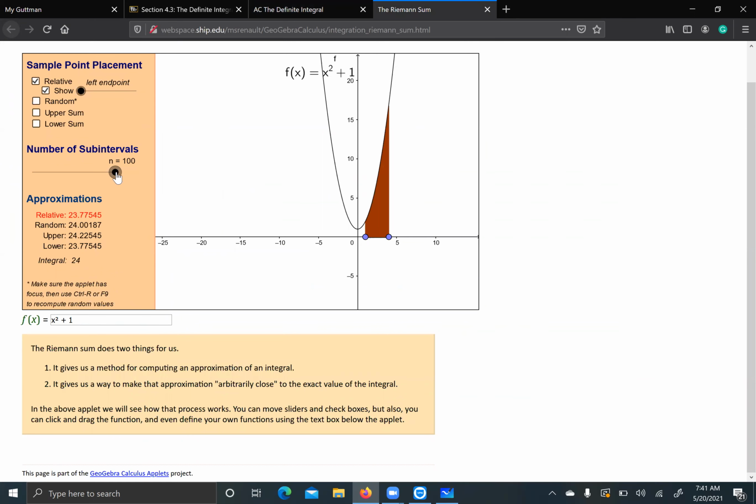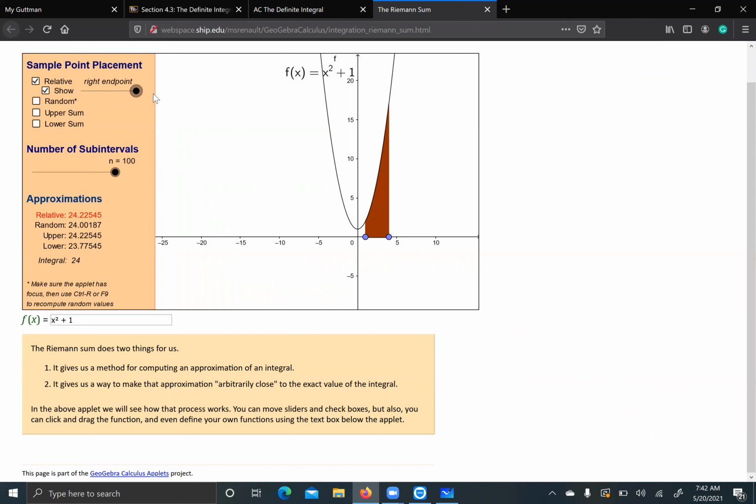My point is that when you do 100 boxes, you get a good approximation. In this example, we did 100 rectangles and we end up with the estimation of 23.77545, which is a very close approximation of 24. Now, it doesn't matter whether you do a left Riemann sum or right Riemann sum. Look, in right Riemann sum, I also have a good approximation, 24.22545. Recall that when you do left Riemann sum, in this case, because the function is increasing, we underestimate it. When you do right Riemann sum, you overestimate it.